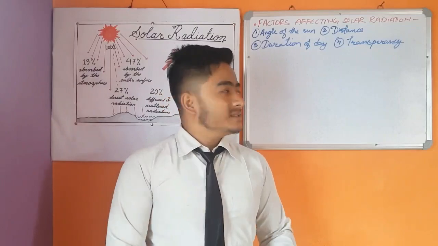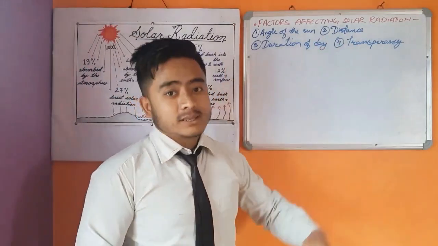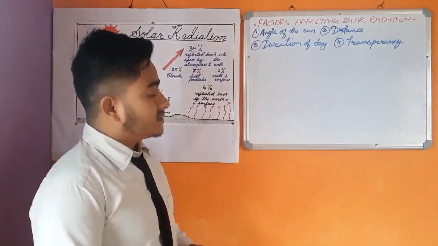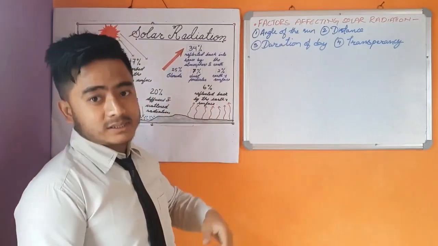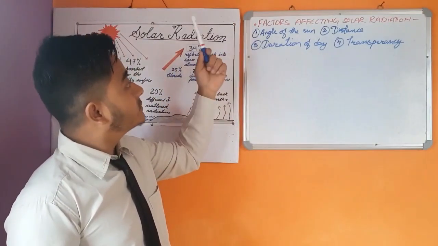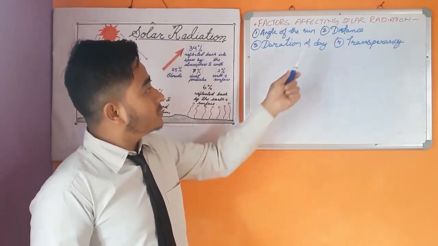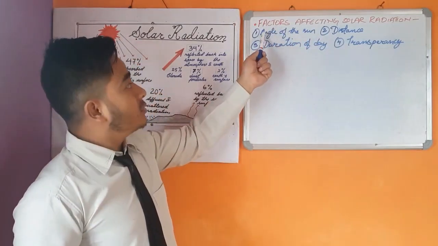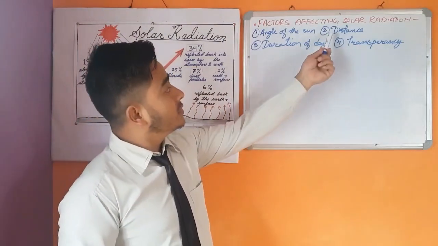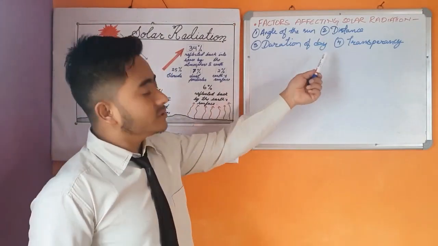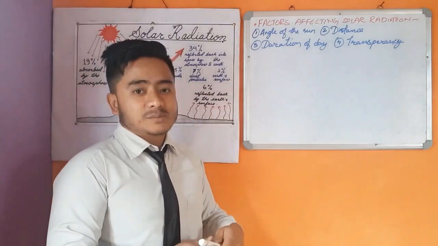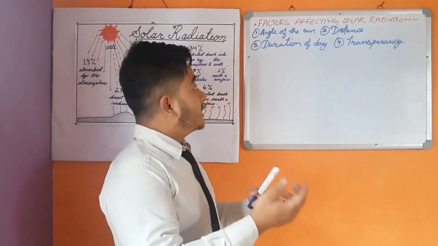Now, let us learn the factors affecting solar radiation. Some of the important factors that are responsible for affecting solar radiation are: number 1, angle of sun. Number 2, distance. Number 3, duration of day. Number 4, transpiration. So let me elaborate on these points.